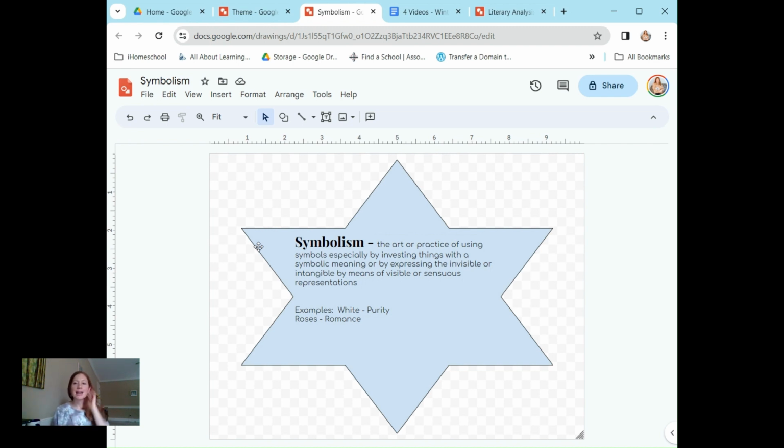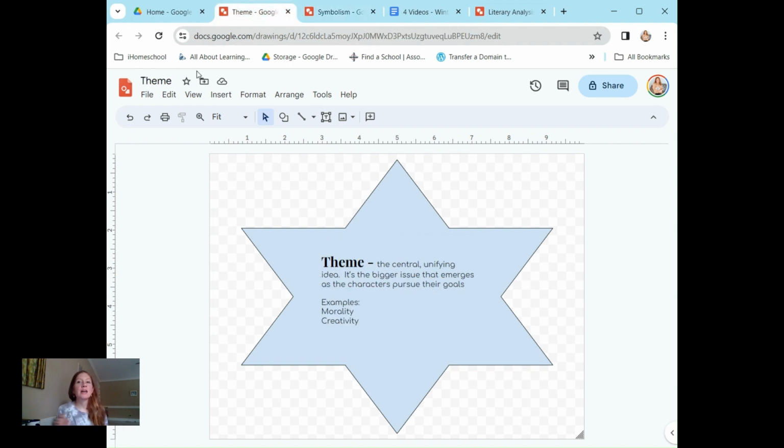For example, in this essay, white. You heard the word white chalk. Purity is what white symbolizes. The next thing, roses, this isn't in the essay, but another symbol would be roses, which stand for romance. Just a quick example. Here is another literary device you might want to keep in mind for this essay.